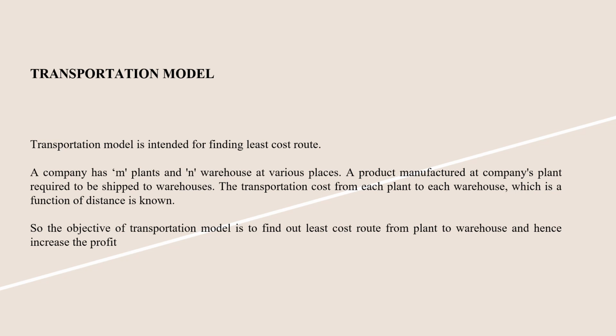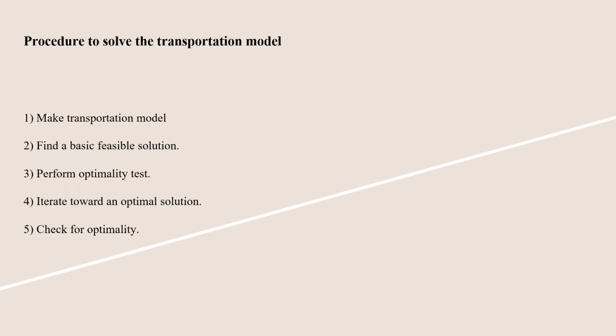A company has M plants and N warehouses at various places. A product manufactured at the company's plants is required to be shipped to the warehouses. The transport cost from each plant to each warehouse, which is a function of distance, is known. The objective of the transportation model is to find the least cost route from plant to warehouse and hence to increase the profit.